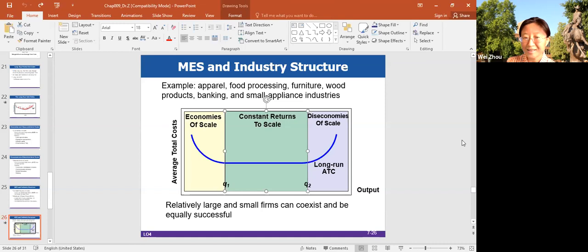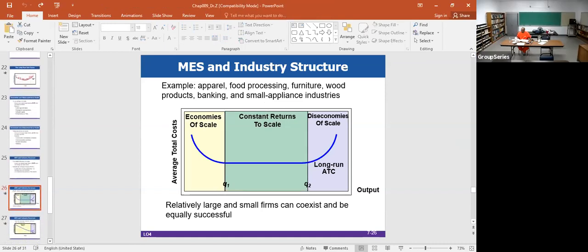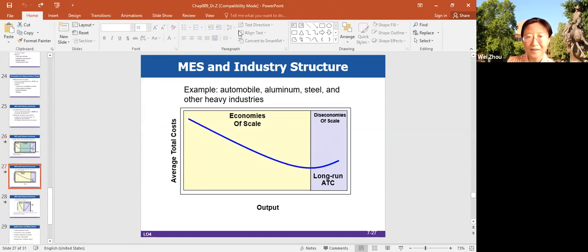Yes, right. Okay, so in that case, let's take a look at those industries. Automobile, aluminum, steel, and other heavy industry: it's going to take a lot of money to put an assembly line together and produce a lot of cars to reach that minimum efficient point. So in those industries, if you take a look, there are not a lot of companies. We only have a handful of automobile companies.